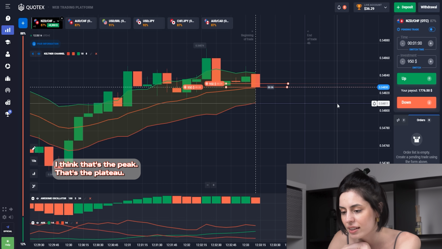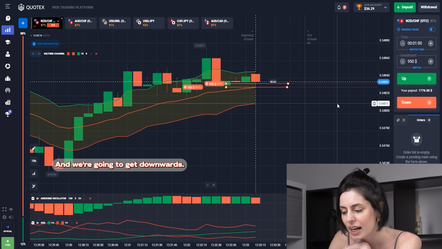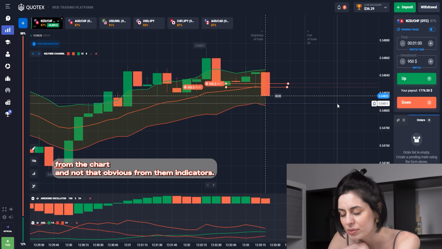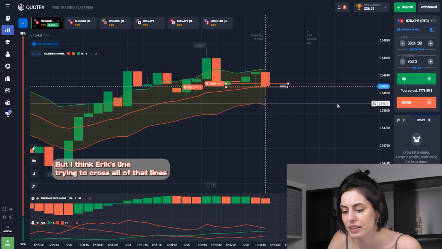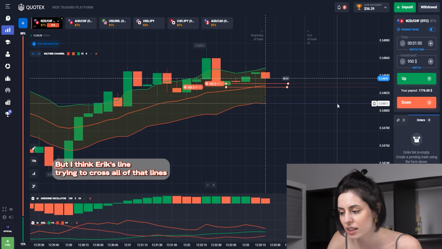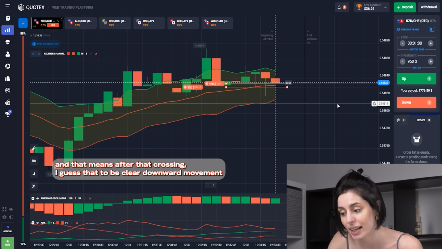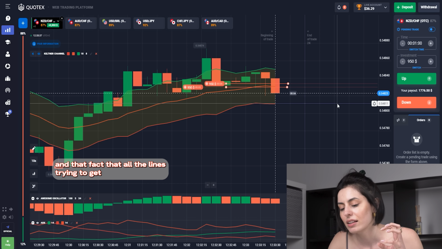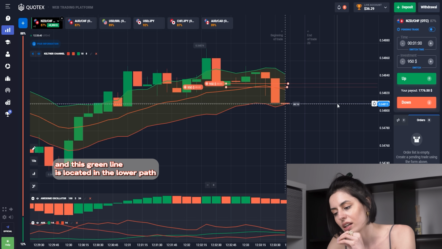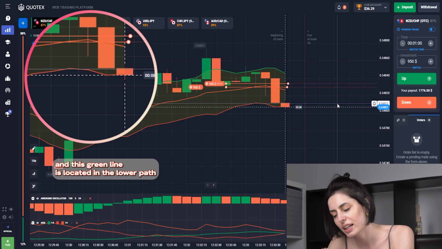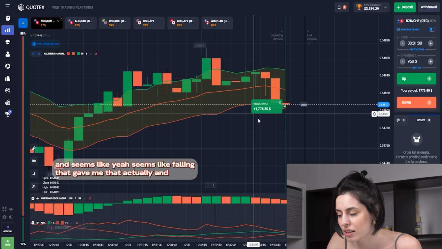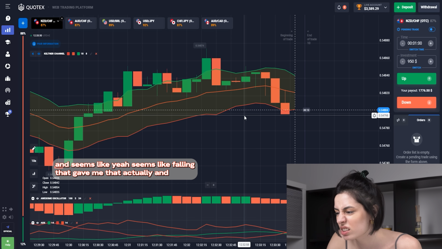That's the peak. I think that's the peak. That's the plateau. And we're going to get downward. And this is actually kind of obvious from the chart and not that obvious from the indicators. But I think the ADX line is trying to cross all of those lines, and that means after that crossing, I guess there could be a clear downward movement. And the fact that this green line is located in the lower part, and seems like falling, that gave me that actually.